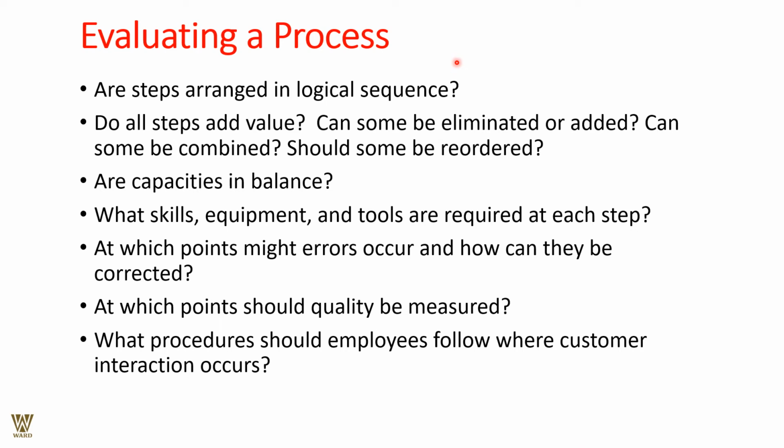What skills, what equipment, what tools are required for each step? At which point might errors occur and how can they be corrected? At which point should quality be measured as a criterion? What procedures should an employee follow where customer interaction occurs the most? These are the questions that we need to answer time and again to understand and improve the quality of the process. So capacities have to be in balance, skills and equipment have to be proper, and any errors that occur can be rectified, and how it is to be done in short.